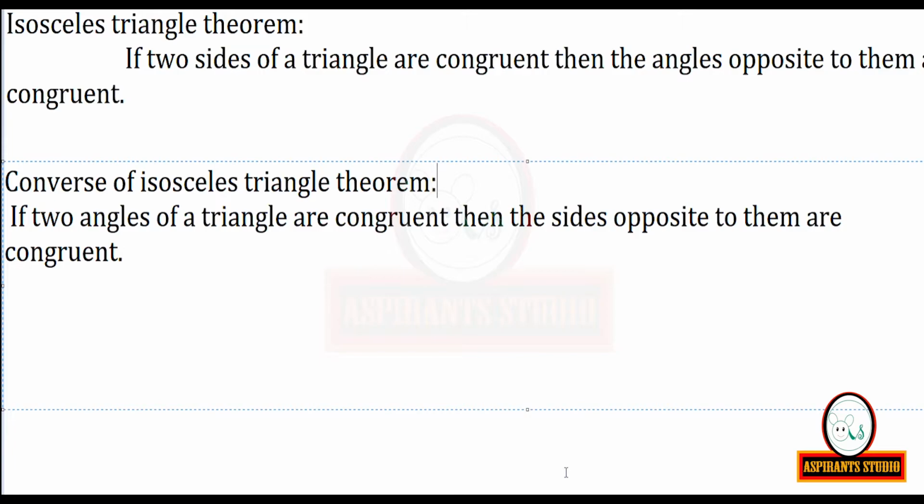Now see the converse of isosceles triangle theorem. If two angles of a triangle are congruent, then the sides opposite to them are congruent.